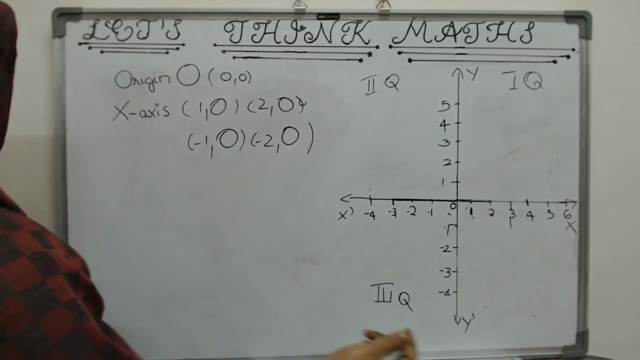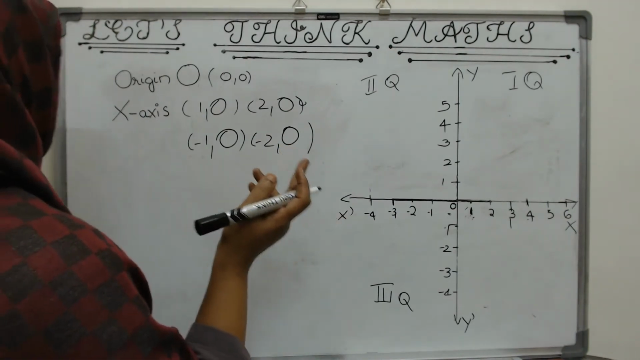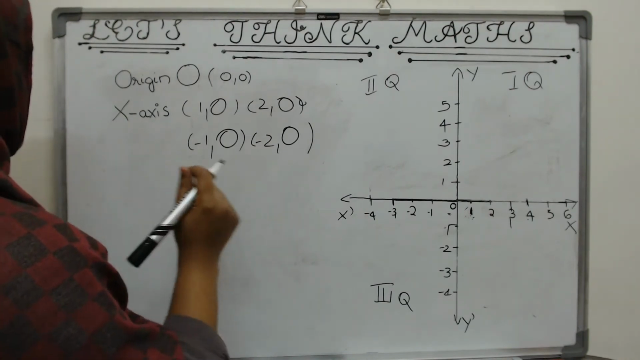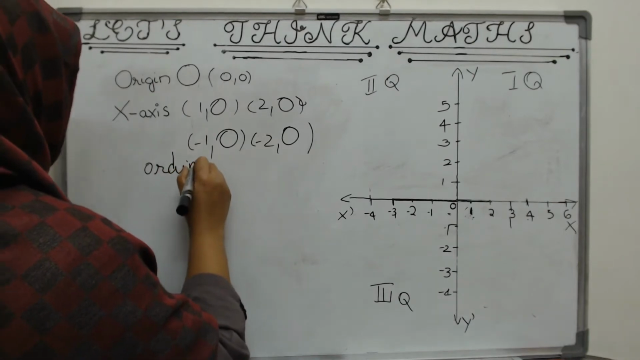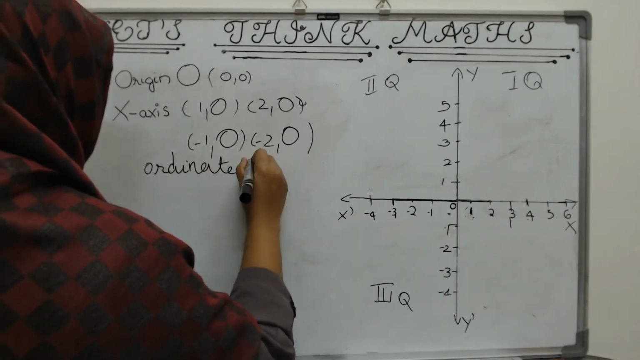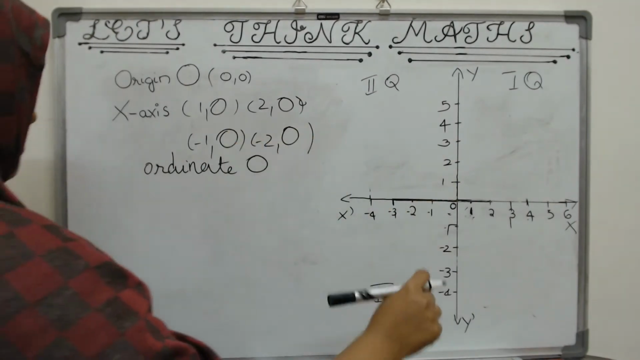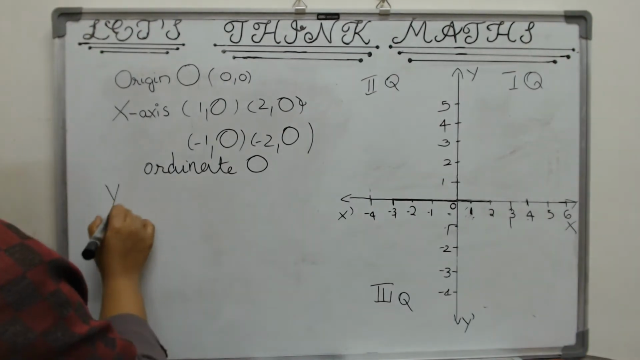So, if anybody says that A lies on the x-axis, what do you know about any point which lies on the x-axis? Then you can say that for sure its ordinate will be 0. All the points which lie on the x-axis, remember their ordinate is 0. Now we come to the y-axis.